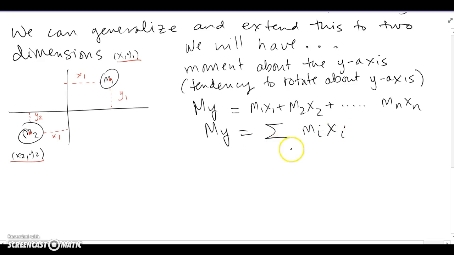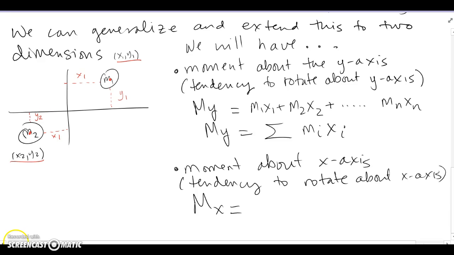I'm not going to put from i equals 1 to n. It's implied that I'm summing up n items. So m_i x_i is the moment about the y-axis. Similarly, the moment about the x-axis, or the tendency to rotate about the x-axis, really depends on how far this guy is from the x-axis. And notice how far this guy is from the x-axis is a distance of y.